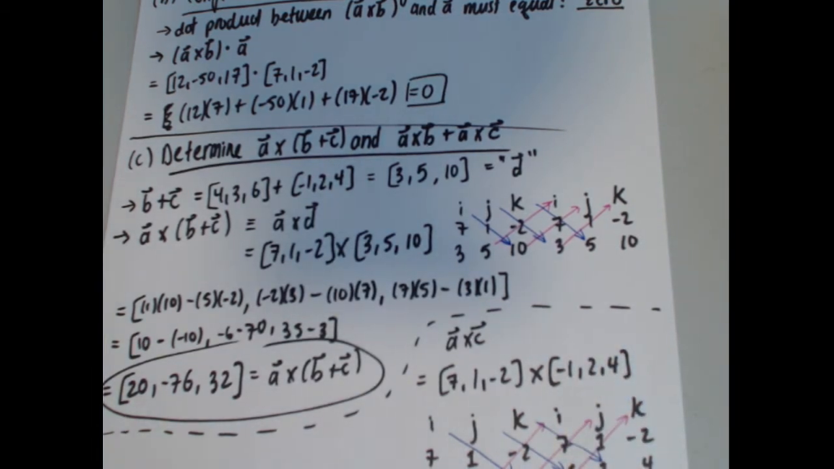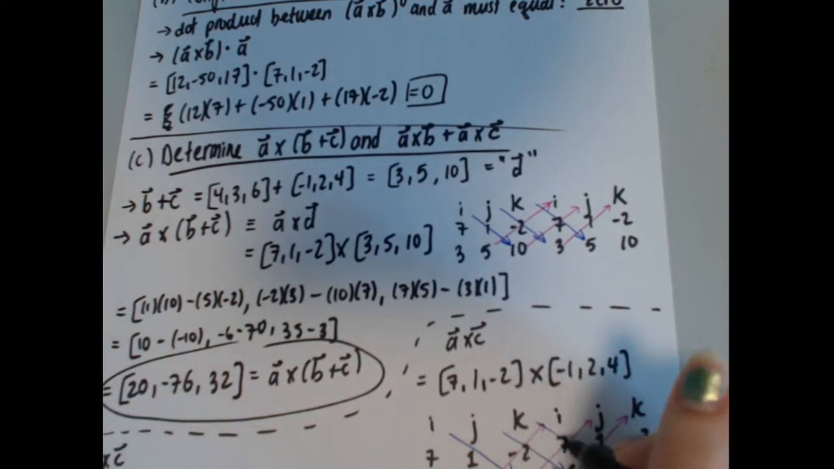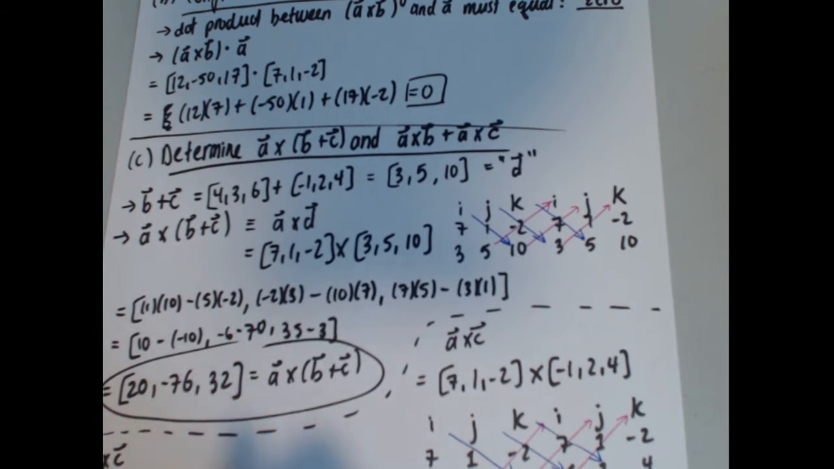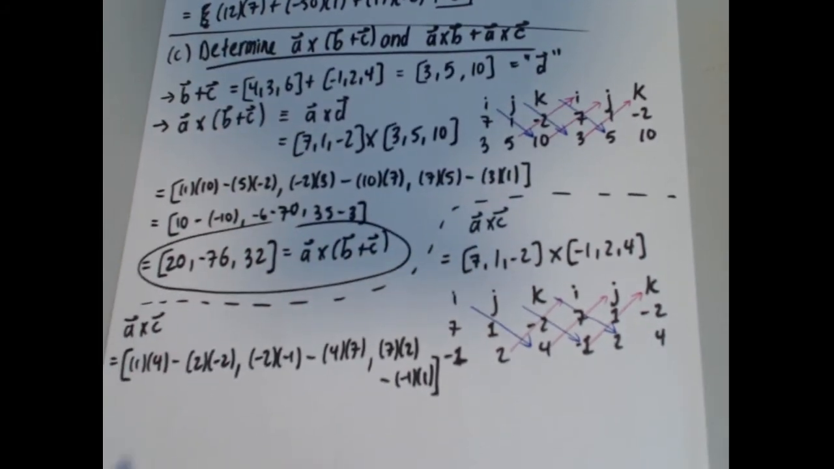Okay, here we go. A cross C is equal to 1 times 4 minus 2 times negative 2, comma, negative 2 times negative 1 minus 4 times 7, and comma, k, 7 times 2 minus negative 1 times 1. Oh my gosh, I'm sorry, you guys didn't see any of that. Well, there it is. All right, let's figure out what we got here.